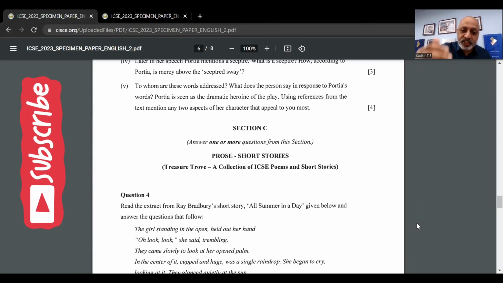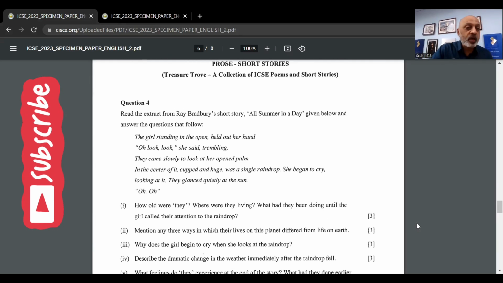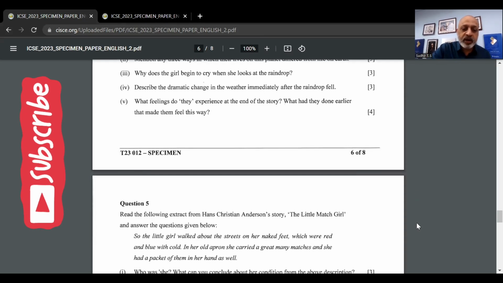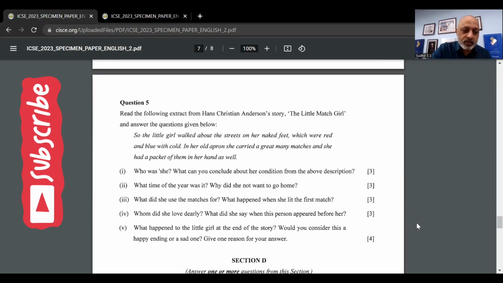Okay, then section C is about prose. Where you will get again 2 questions. You have to answer at least 1. Here in the specimen paper, you have been given From All Summer in a Day and Little Match Girl, right? So you have 5 chapters. You also have An Angel in Disguise, you have My Greatest Olympic Prize, and you have the Blue Bead, right? So यहाँ पर उसमें से 2 पूछे जाएंगे, but Blue Bead और बाकी 3 के questions आपको section A में भी पूछे गए होंगे. Okay, so you have to answer at least 1. You can answer 2 also. Okay, so this is as far as again the prose is concerned.